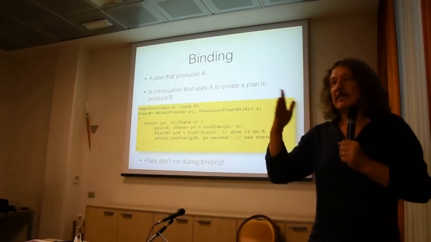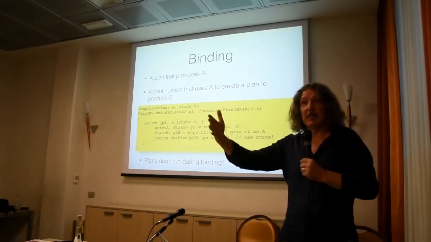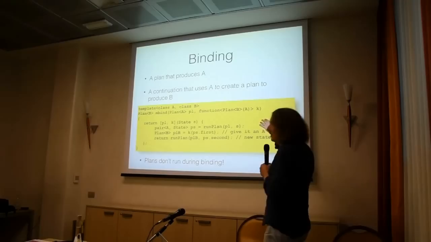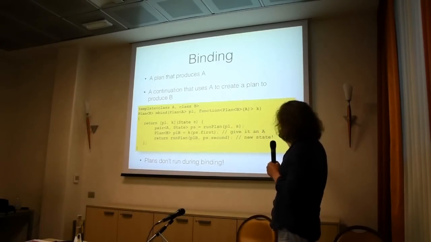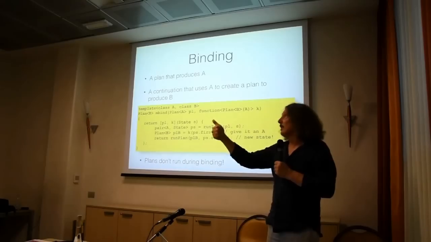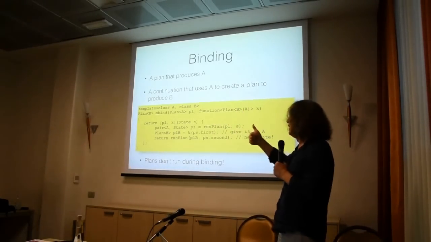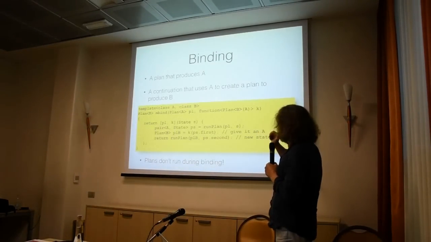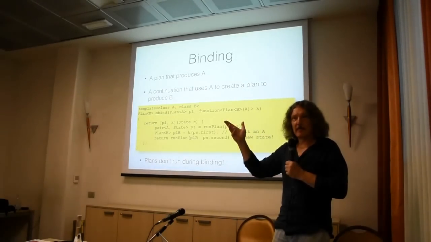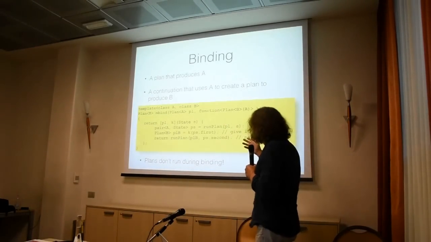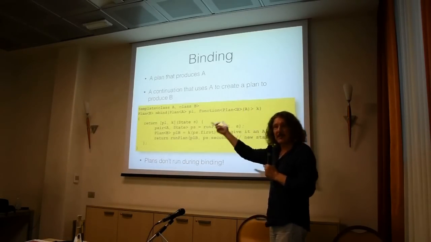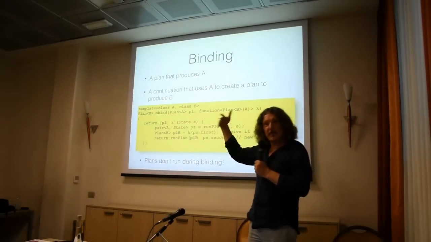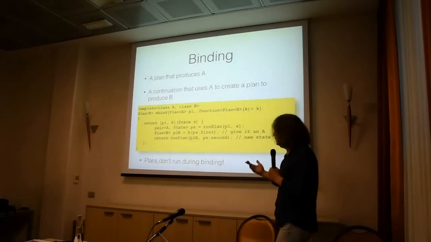And this binding that I talked about, combining two plans, combining a plan with a continuation that also produces a plan, can be expressed in code, right? So my input is a plan that produces some A, and I have a continuation that takes an A and creates a plan to produce B. So how do I do this? Think about it: I have a plan to make a car, and I have a continuation that given a car produces a trip, right?